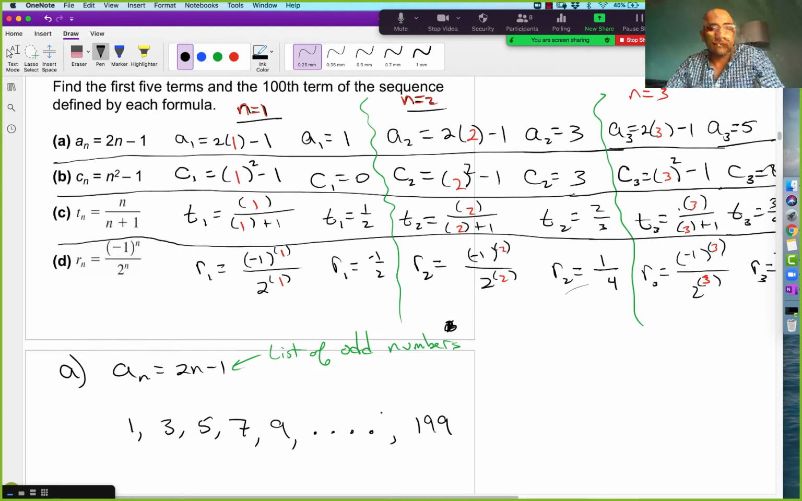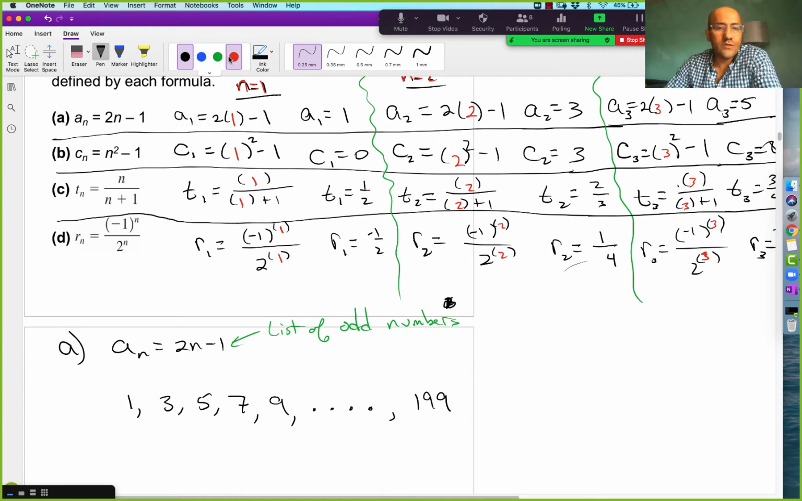Good. Questions? So that's good enough for an answer, or you can also sub-index them. A sub 1, A sub 2, A sub 3, A sub 4, A sub 5, dot, dot, dot, and this one was A sub 100.